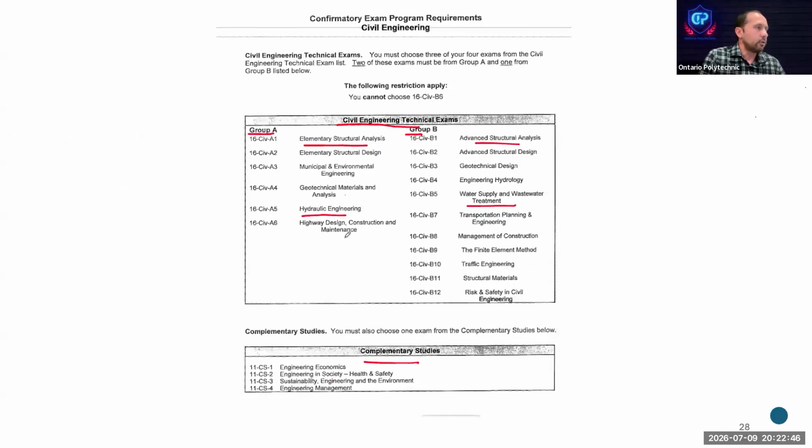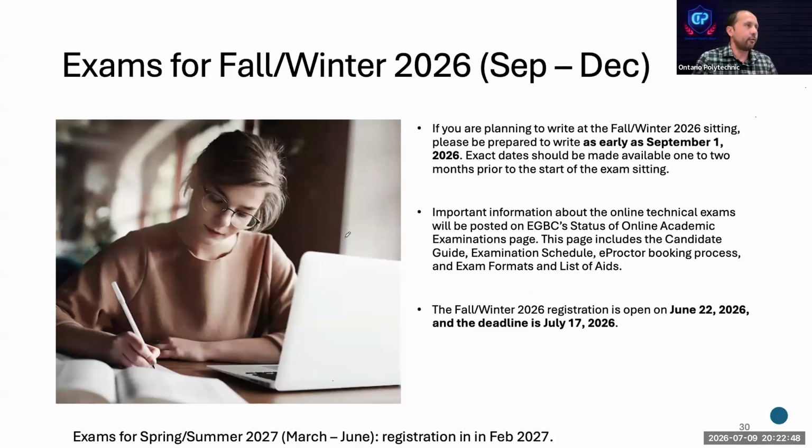So what else? I'll show you this. For the exams that are available right now, the registration is open. The registration opened on June 22nd, and the deadline is July 17th. So you should take note of that. It's very important not to miss this date.